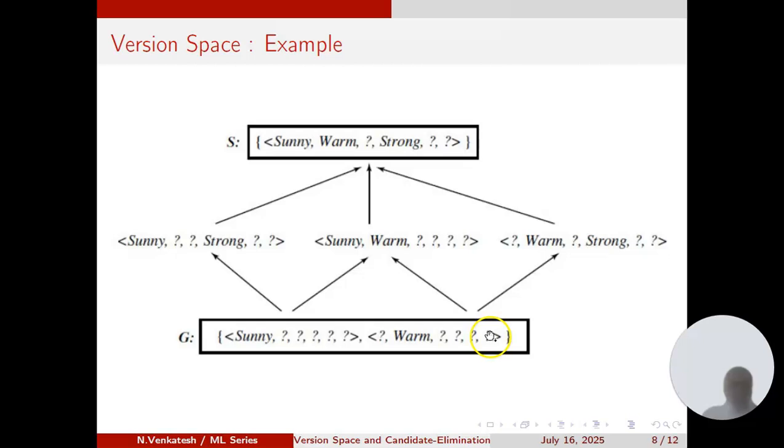Sunny followed by all question marks is also a general hypothesis. This forms the general boundary. Okay, so now it can be represented by using simply S and G. All the remaining hypotheses which are between this S and G in the lattice also satisfy these training examples.